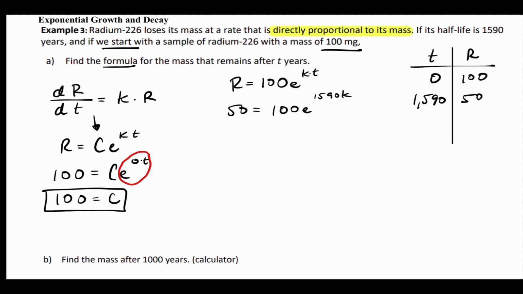Solve for K. Divide by 100. Divide by 100. You get 1/2 equals e to the 1,590K.